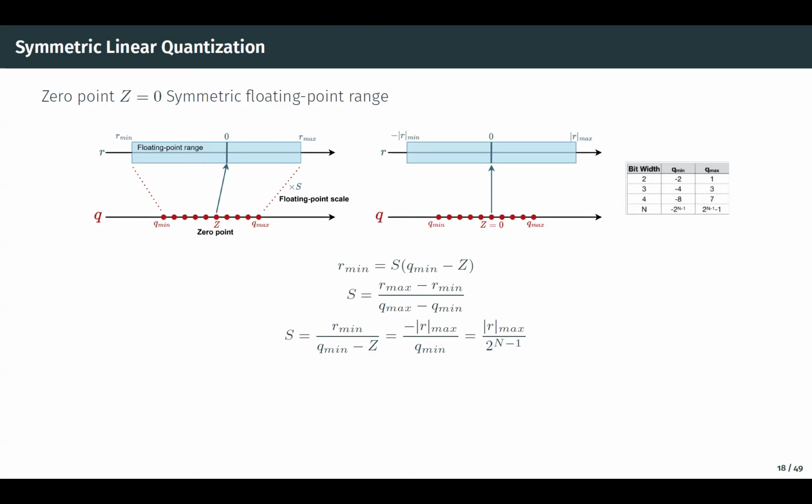Otherwise, apart from the symmetric linear, if we had Z being any other number apart from 0, we call this asymmetric quantization. And we will see its impact. But normally, the symmetric one is much easier to deal with in hardware than asymmetric.